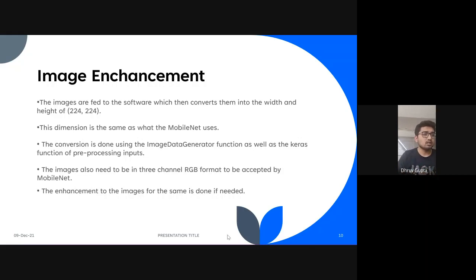Image enhancement. The images are fed to the software, which then converts them into the width and height of 224 by 224, which is the same dimension which MobileNet uses. The conversion is done using the ImageDataGenerator function as well as the Keras function of preprocess input. The images also need to be in 3-channel RGB format to be accepted by MobileNet. The enhancement to the images for the same is done if needed.